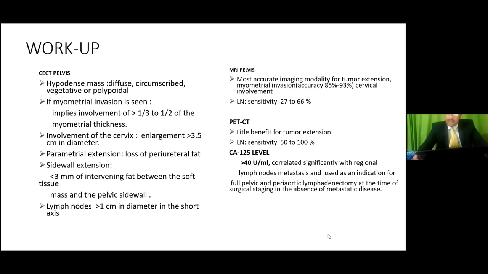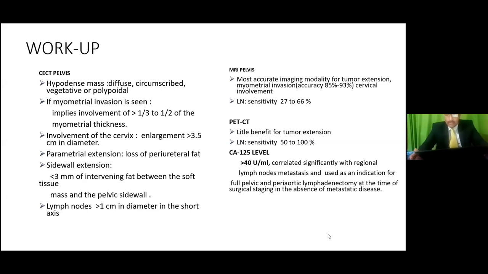Whereas the MRI pelvis is the most accurate, because it has more accuracy when compared with CT for myometrial invasion, gives correct delineation of the myometrial involvement, and has a lymph node sensitivity of 27 to 66%. And coming to the PET CT, the PET CT is of little benefit for tumor extension, but its lymph node sensitivity is greater.